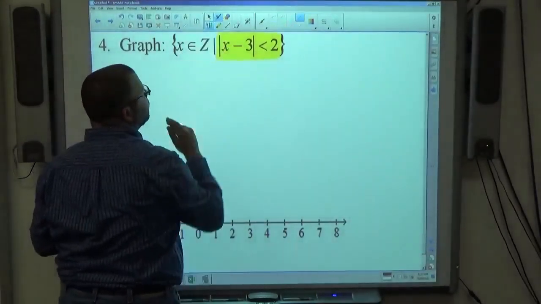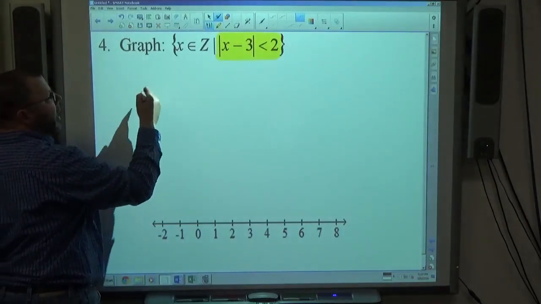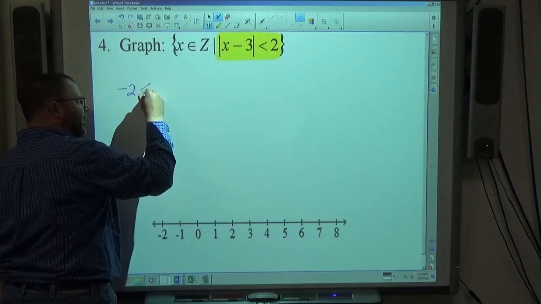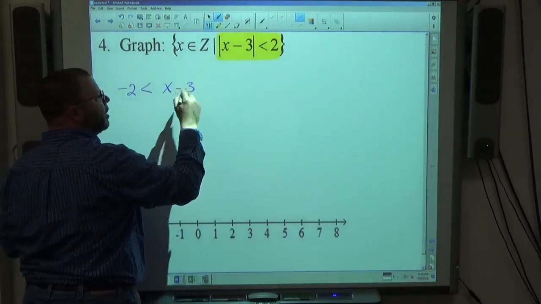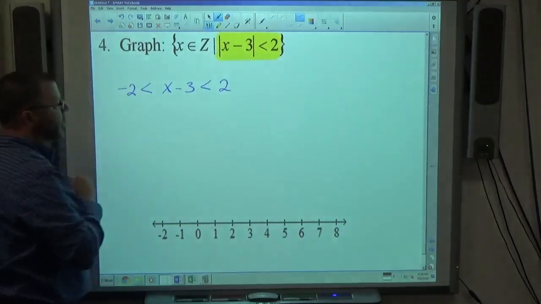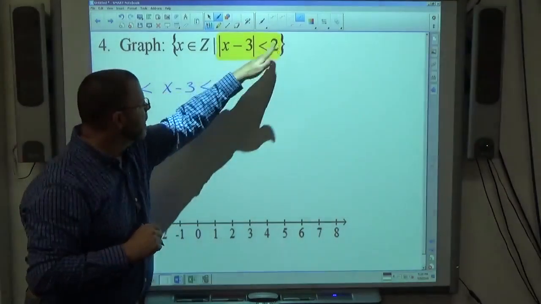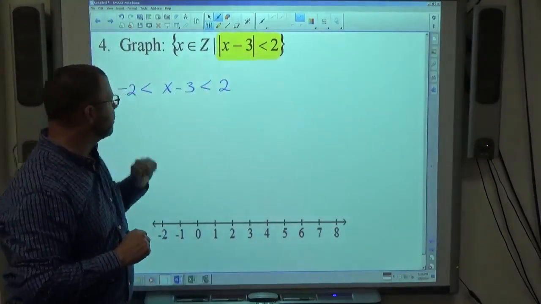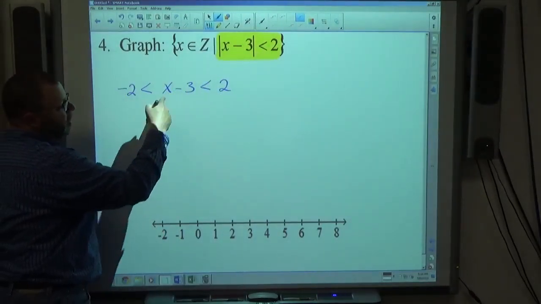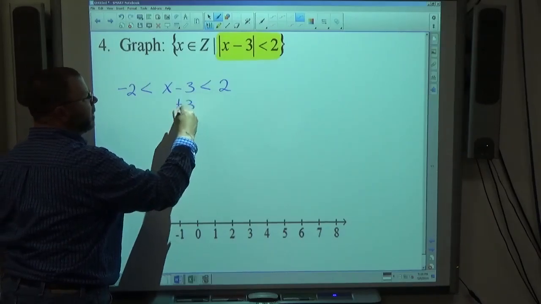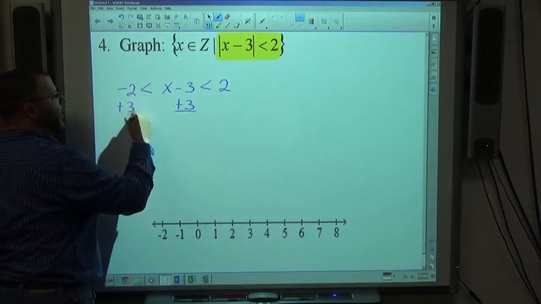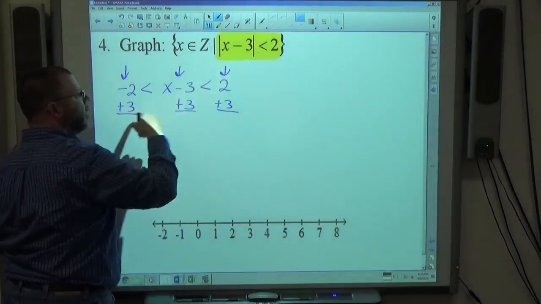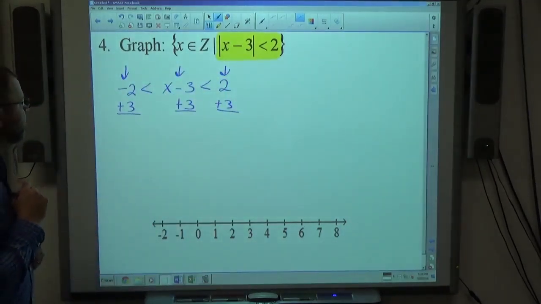But if you get an absolute value less than a positive number, the way we take that is the negative version of that number less than the contents of the absolute value bars less than the positive version of that number. So whatever this number is, negative that number less than the contents less than the positive. And then I want to get x in the middle, not x minus 3, so I have to do plus 3 to make that go away, which means I have to do plus 3 here and here. There are 3 locations, location 1, location 2, location 3. All 3 locations have to be modified the same way.